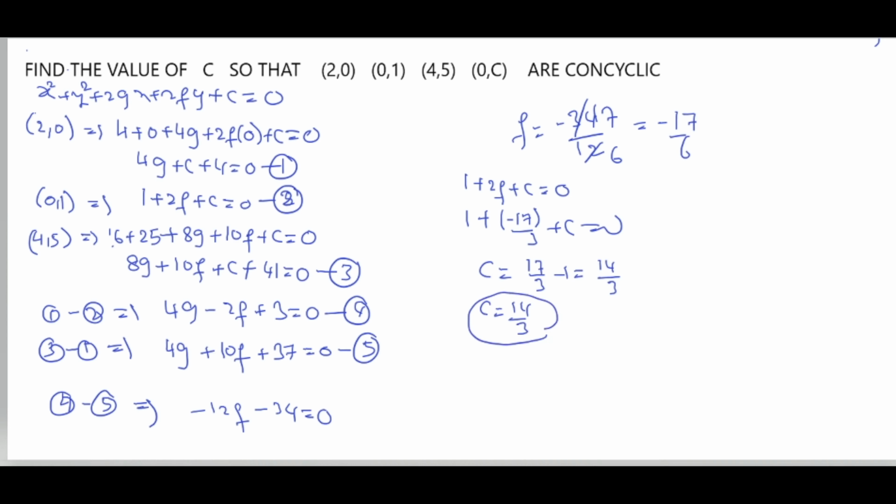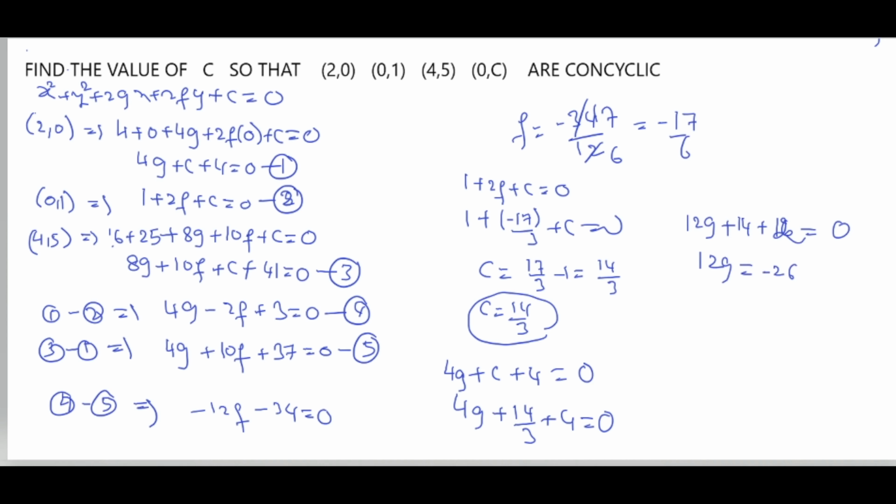Substituting c value in first equation, that is 4g plus c plus 4 is equal to 0. That is 4g plus 14 by 3 plus 4 is equal to 0. So take LCM, that is 12g plus 14 plus 12 is equal to 0. So 12g is equal to minus 26. g is equal to minus 26 by 12. 2 13s are 26, 2 6s are 12. Therefore g is equal to minus 13 by 6.